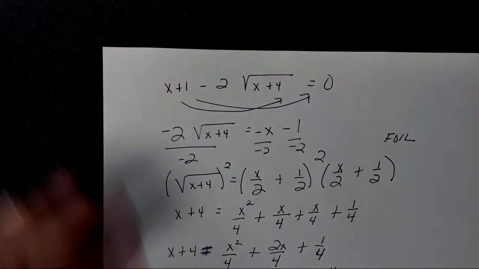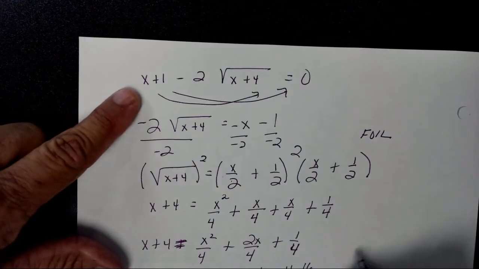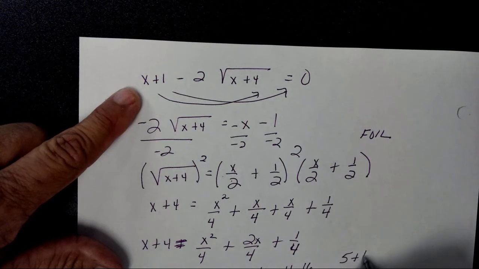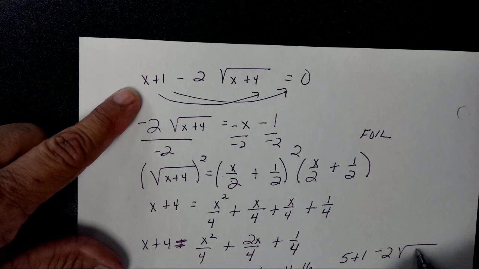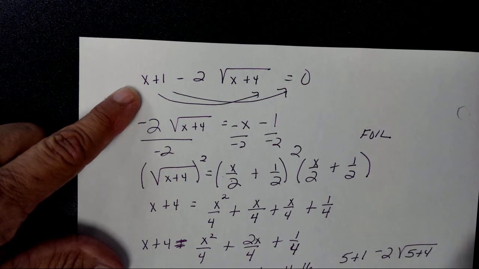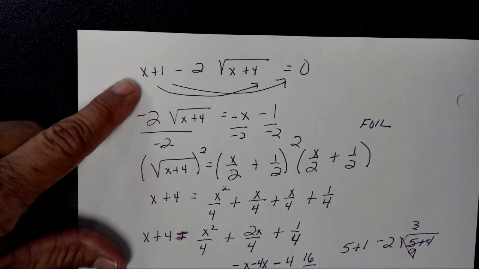So when I plug the 5 in, 5 plus 1 minus 2 square root of 5 plus 4. Well, what's 5 plus 4? What's the square root of 9? So do I have 5 plus 1 minus 6? And what is 5 plus 1 minus 6? 0. Okay? If I plug in negative 3.